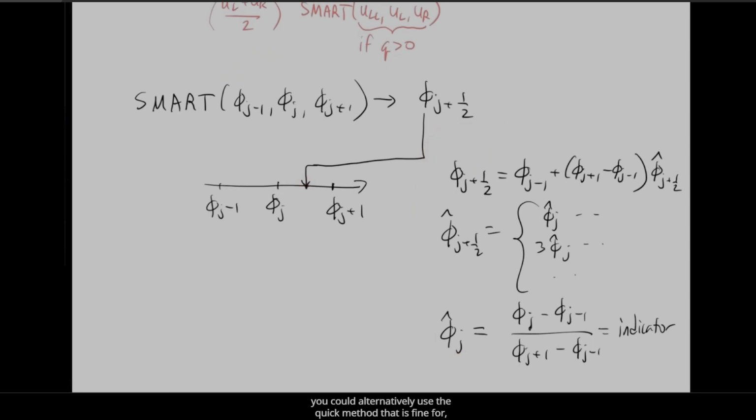You could alternatively use the QUICK method. That should be fine even for moderate Reynolds numbers. That's just using these values. We did it last time, the quadratic interpolation. Okay, questions on that? Yes?